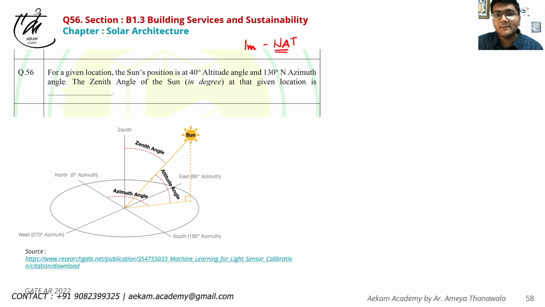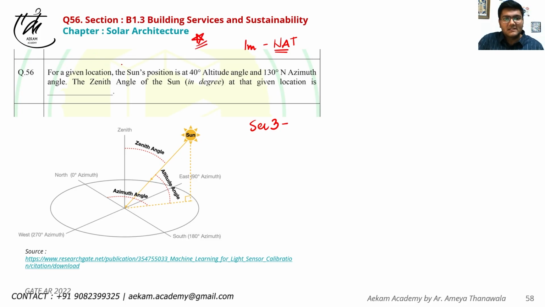And it can also be asked in the common part, section 3, which is your environmental planning and design. So in GATE 2022, there was a question in the common part. What do the concentric circles in a sun path diagram represent? So again, it can be asked in common part also. It can be asked in architecture part also. So this chapter is particularly very important.